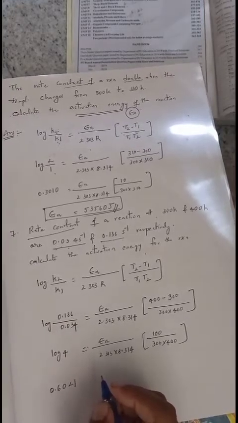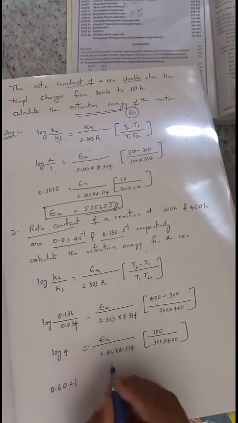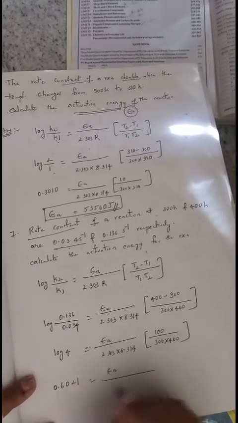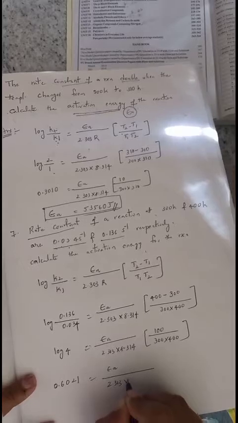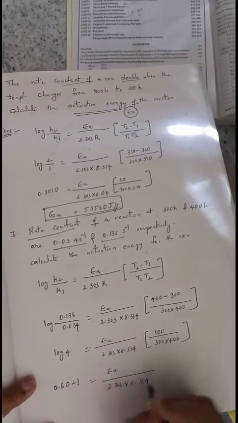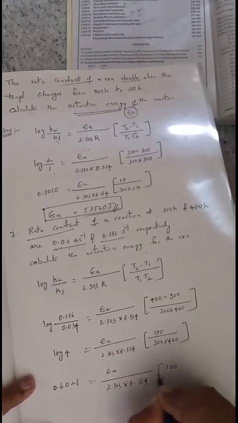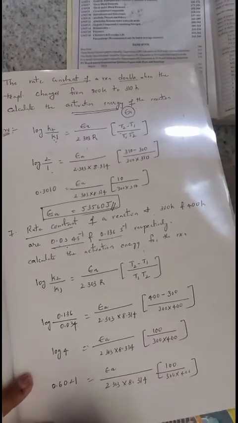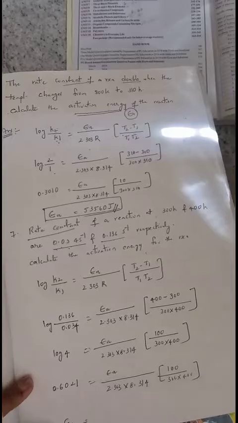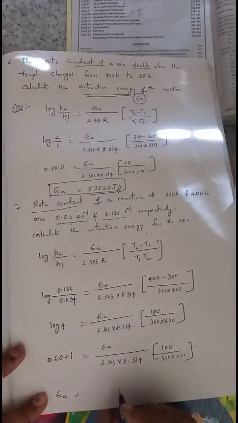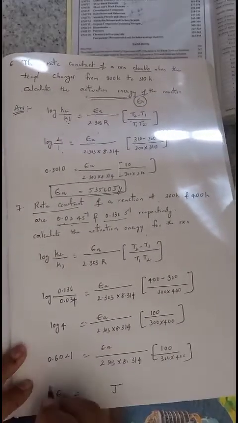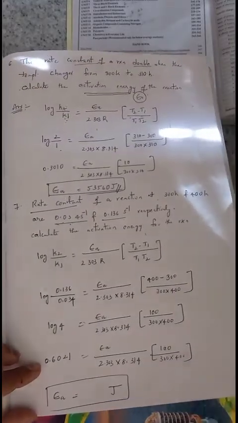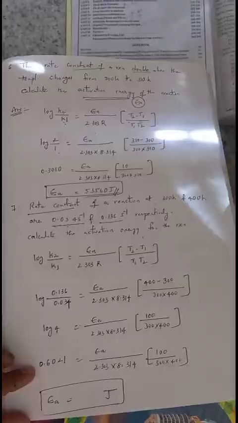0.6021. Now you have got this value, and it equals Ea divided by 2.303 into 8.314 into 100 divided by 300 into 400. By doing all this you will finally get the Ea value. Do the calculation and find out the answer in joules. So this is how you can find out the activation energy.